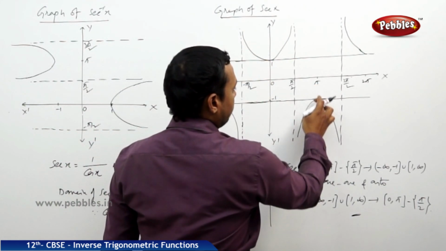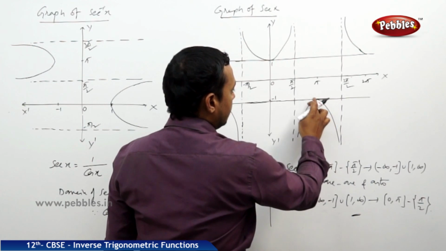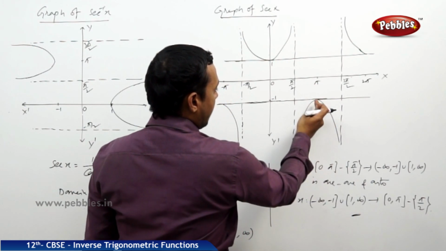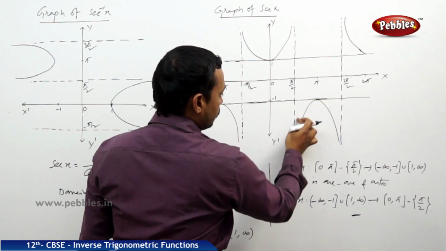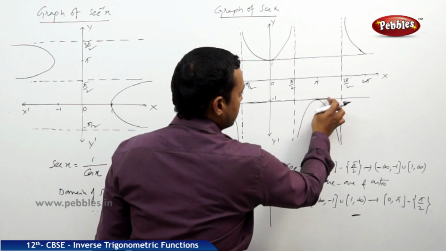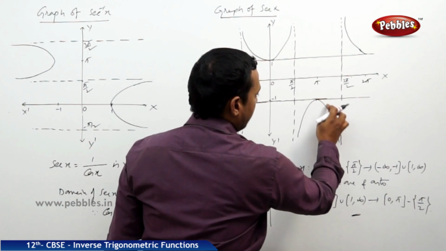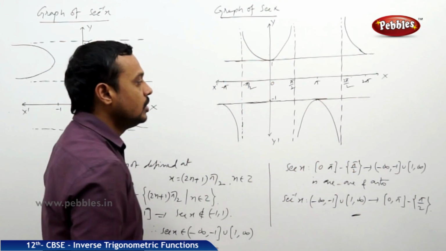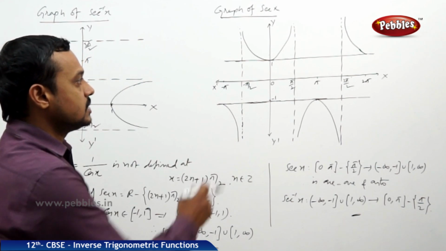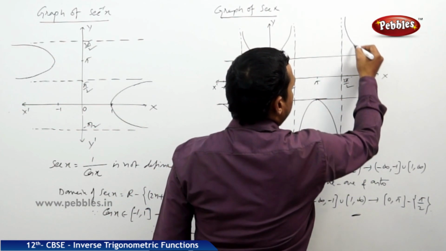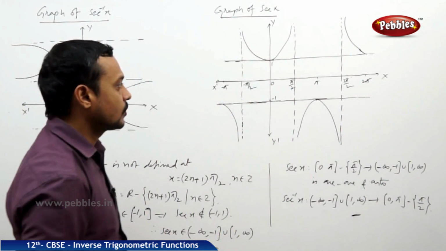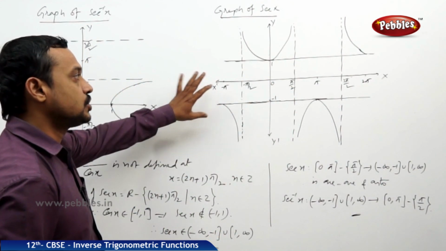Now, secant pi is equal to minus 1, and as x values tend to pi by 2, the secant goes to minus infinity, and as x tends to 3 pi by 2, the secant x values also tend to minus infinity. Similarly, from 3 pi by 2 to 2 pi, the graph is decreasing like that. Okay, now this is the graph of secant x, you know.